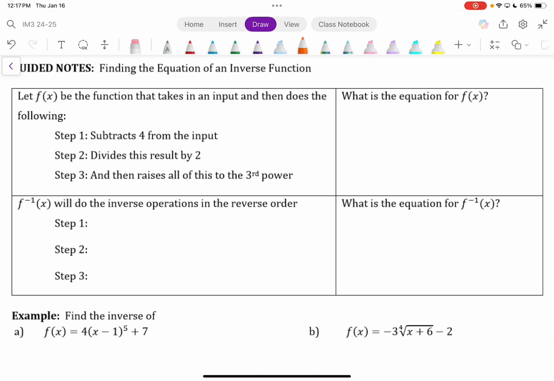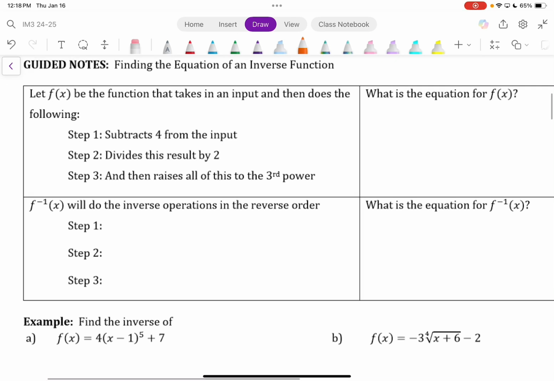Now it says let f of x be the function that takes in the input and does the following. The first step that we are doing here is we are going to subtract 4 from the input. Now, since we don't have a specific value, we don't have a specific number, we're going to leave this in terms of x. So I have x, and then step 1 is to subtract 4 from x. So you're going to have x minus 4. That's your first part. By the way, this is f of x here. So f of x equals x minus 4.